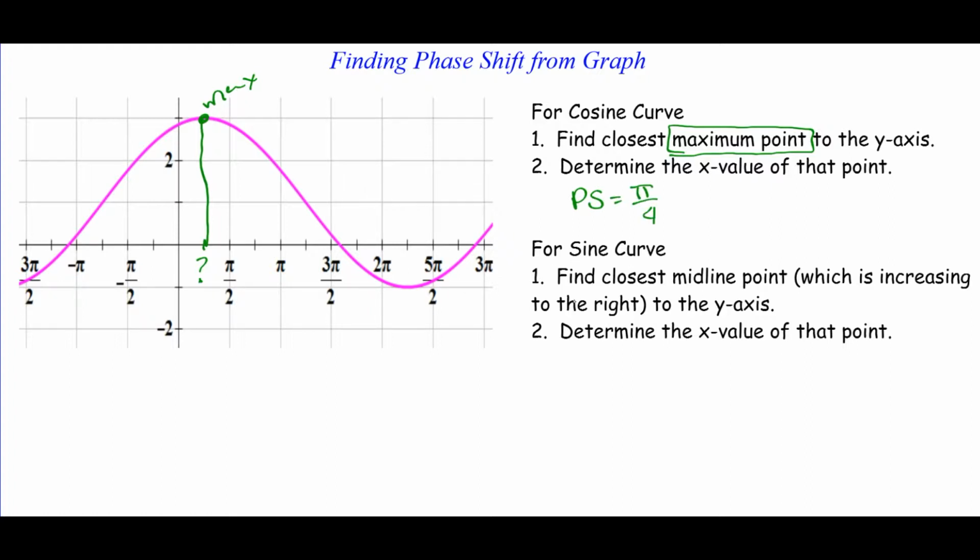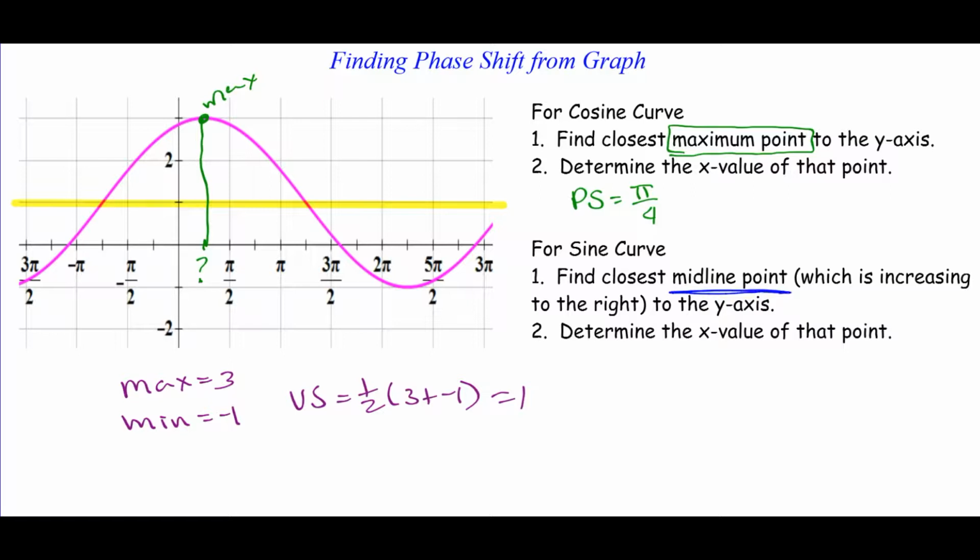For the sine curve, we want to find the closest midline point, which is increasing to the right of the y-axis. So remember, first of all, your midline happens at your vertical shift, so you might want to find that first. If we look at this graph here, our maximum is 3 and our minimum is -1. So our vertical shift would be at 1/2 of 3 plus -1, so it would be at 1. You might want to draw that on there just to help you out. So that's my midline, and now we're going to try to find that midline point.